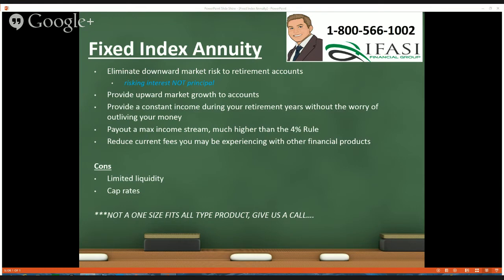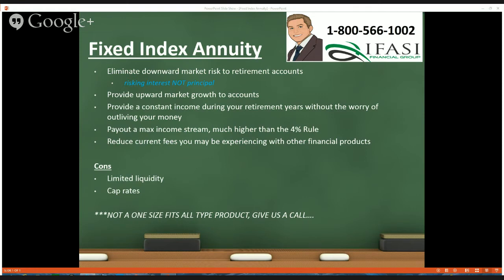With a fixed index annuity, it's just a computation that's set up that says, okay, did the stock market index that you chose, and you typically have 3 or 4 different types of accounts you could choose from, go up? If it did go up, then you're going to receive some sort of upward market gain into your account. If that market dropped the next year, you do not see a loss to your principal. So you're only seeing gains. You're not seeing any losses to your accounts.